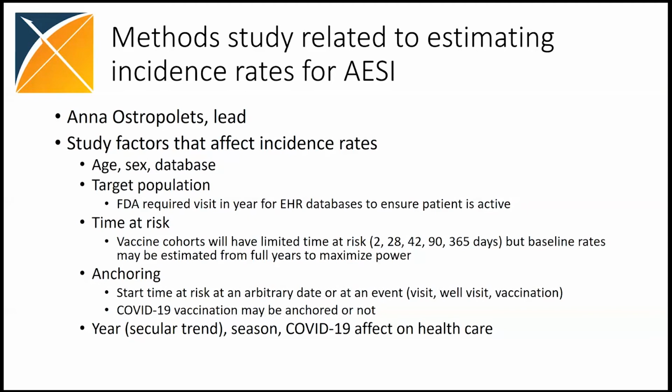So we need to know at least the sensitivity to anchoring. And then, of course, we're going to look at things like are there secular trends in these incidence rates, 2017, 18, 19? Does season make a difference? COVID vaccination is starting in the winter. If an outcome happens more often in the winter, then the incidence rate is going to be boosted. We're going to be fooled by that. And also, as I mentioned earlier, what's COVID-19's effect on healthcare utilization?